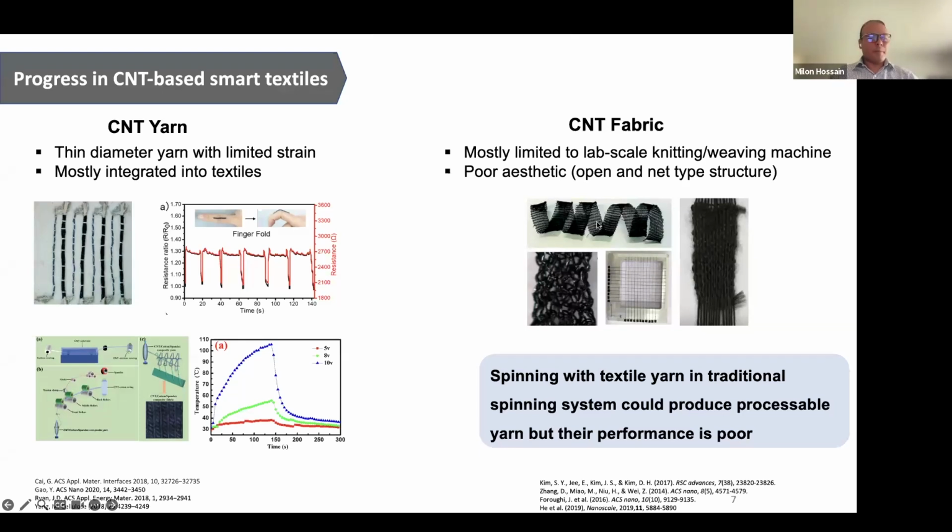But when it goes with the fabric, they are either net structure or open structure. They term it as open structure, this one, or here is the netted structure. But you see it's a very net step structure, so barely you can call it a fabric structure in relation to textiles.